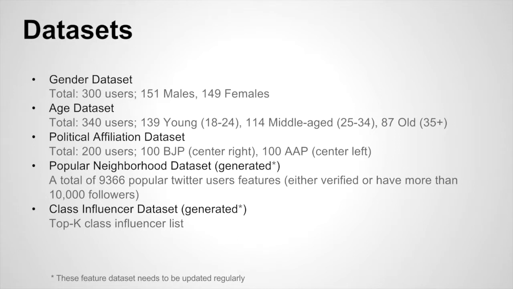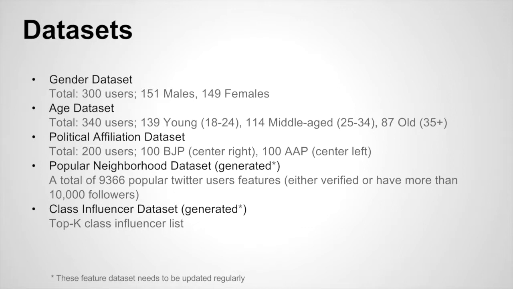For datasets, we have created our own database by manually tagging users. For the gender dataset, it was easy to tag users as Indian names are very gender distinctive. Although there are some unisex names, for those cases we have used profile pictures to tag a user as male or female. This allowed us to tag around 300 users, 151 males and 149 females.